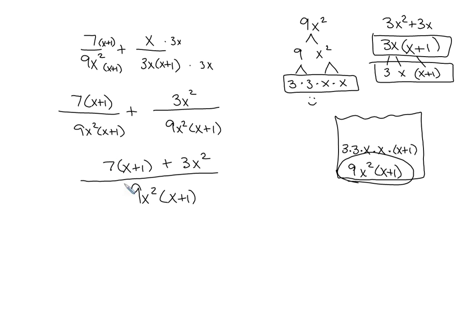Now you can distribute. So this now becomes 7x plus 7 plus 3x squared over 9x squared times x plus 1. Notice I didn't distribute the bottom, though, did I? You're never going to distribute the bottom. We want the bottom factored because what do I now need to do with the top to see if this simplifies?